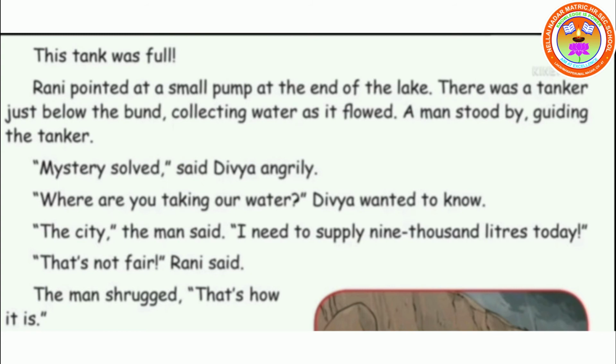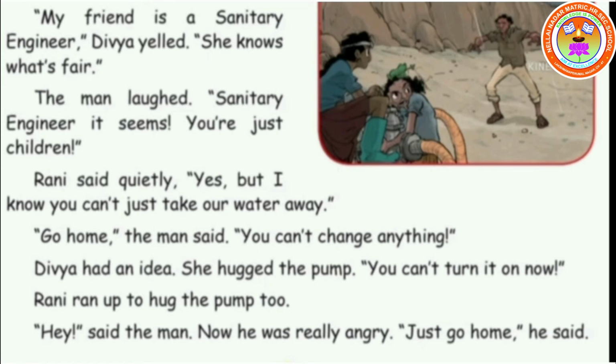"Mystery solved," said Divya angrily. "Where are you taking our water?" Divya wanted to know. "This city," the man said. "I need to supply 9,000 liters today." "That's not fair," Rani said. The man shrugged. "That's how it is." "My friend is a sanitary engineer," Divya yelled. "She knows what's fair."